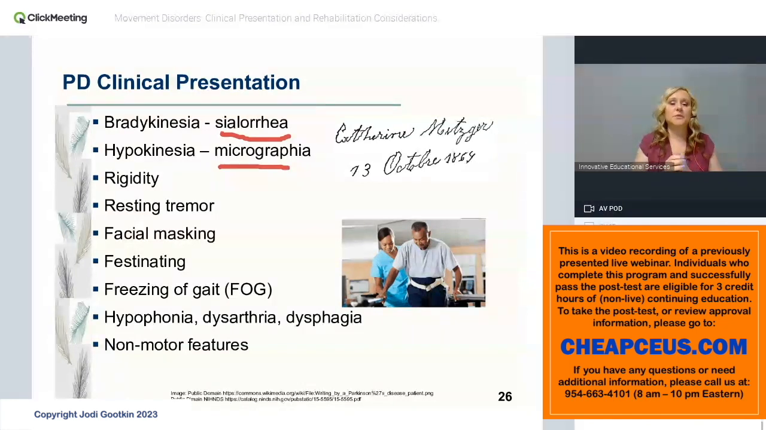This is an example from 1869, an individual with micrographia, where we see it trailing off, getting smaller there, which is classic for individuals with Parkinson's disease. The same thing happens with their voice. The voice tends to get very small and quiet. They get more monotone. There are many different reasons for that that come into play.